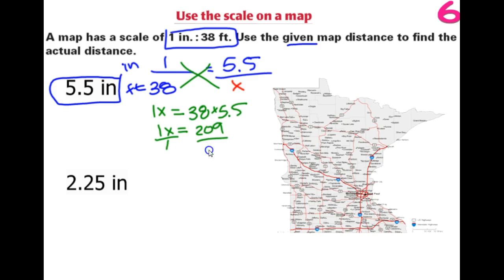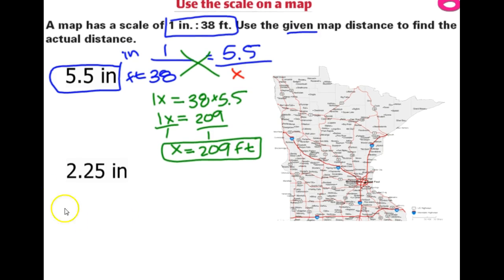If I divide by 1, it is still 209. And on the bottom we were talking about feet. This second problem, you're using the same scale because it's the same map. 1 inch to 38 feet. But this time our map we're looking at 2.25 inches. I put that on the top because it's talking about inches.